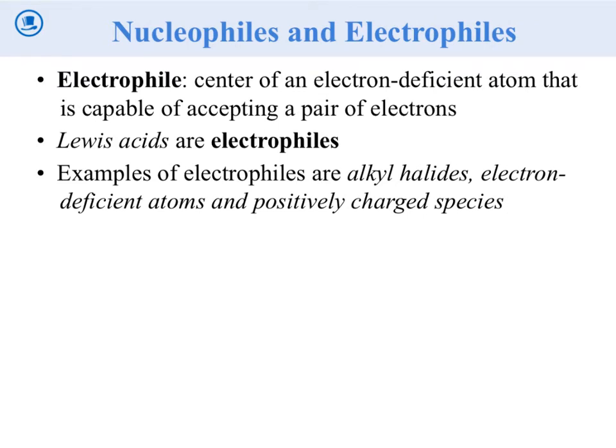Electrophiles, lovers of electrons. Electrophiles are electron deficient. All Lewis acids are electrophiles. Examples of electrophiles: alkyl halides, electron deficient atoms, positively charged species. A classic example, I always like to bring it up: hydronium. Where is this electron deficient? Is it electron deficient at the oxygen, or at the hydrogen? Which atom is electrophilic? H or oxygen? Which one is it?